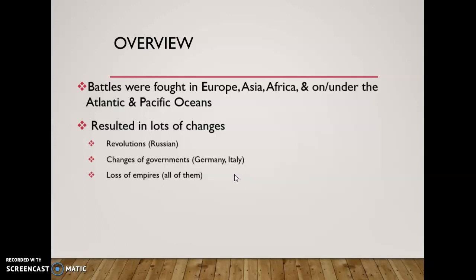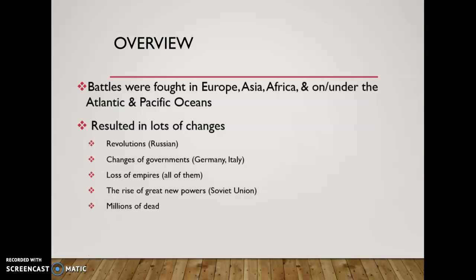This is also the end of all the empires. Didn't matter which side of the war you fought on, both sides ended up losing the concept of empire, and there were a lot of reasons around that. Great new powers rose, the Soviet Union, so Russia stopped being Russia per se, and became the Union of Soviet Socialist Republics, and that would carry on as a superpower until the 1990s.